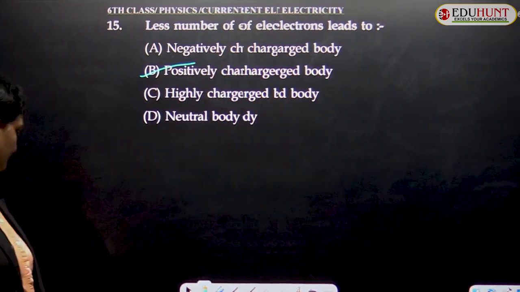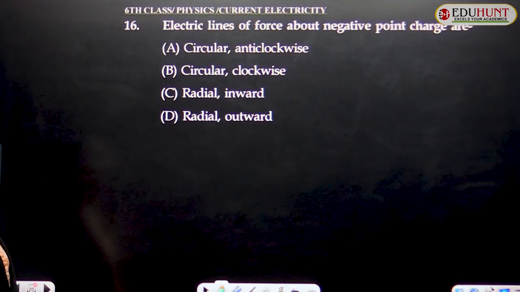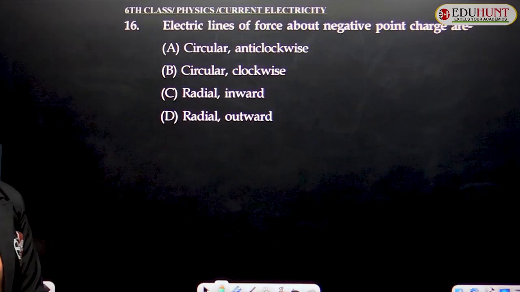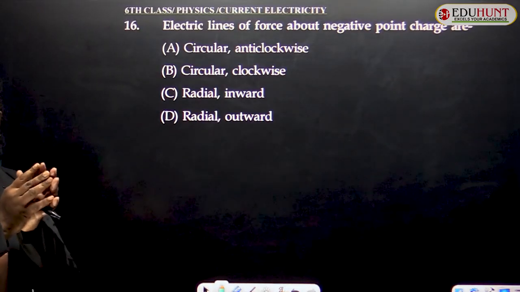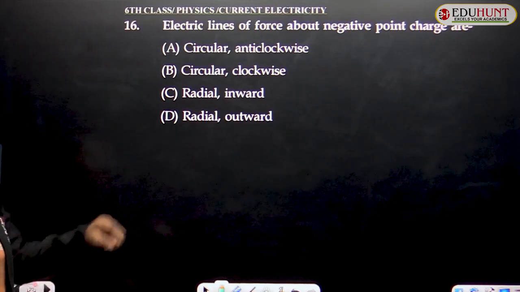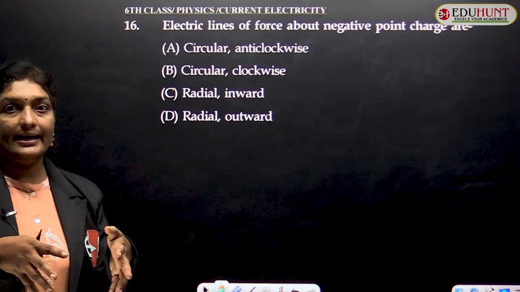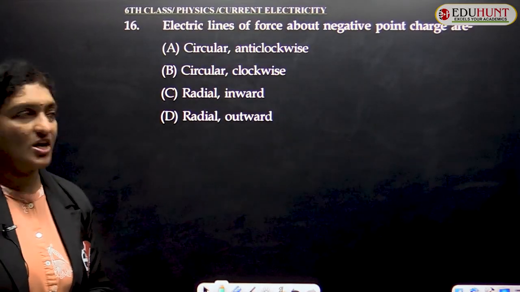Well, electric lines of force about negative point charges are, how are they? Electric lines of force originate from a positive charge and move outwards from the positive charge. Whereas for a negative charge, they end up at the negative charge. They move inward to the negative charge and end there.